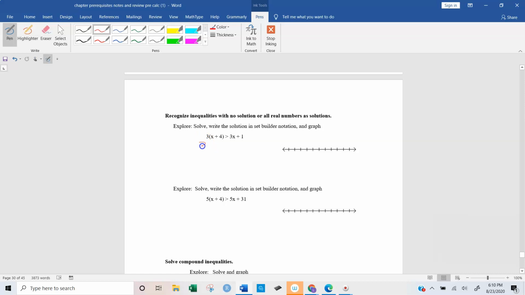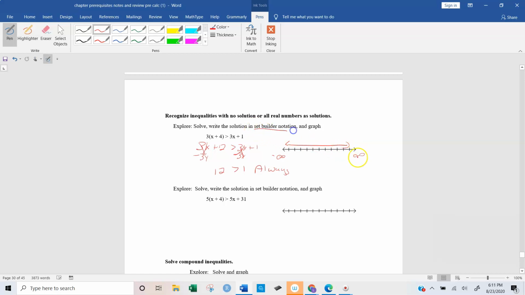Okay, good. So now we got 3x plus 12 is greater than 3x plus 1. But when I subtract the 3x, I just have 12 is greater than 1. It canceled on both sides. Well, when is 12 greater than 1? This is always true. So this goes from -infinity to +infinity. It's the entire number line.